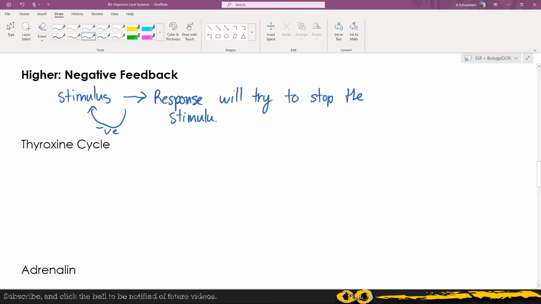So for example, if someone's talking in class and the teacher tells them to stop talking, the stimulus was the person talking, the response was the stop talking, and it's trying to diminish the stimulus in the first place. A really good example of this is the thyroxine cycle. It is controlled by the hypothalamus.